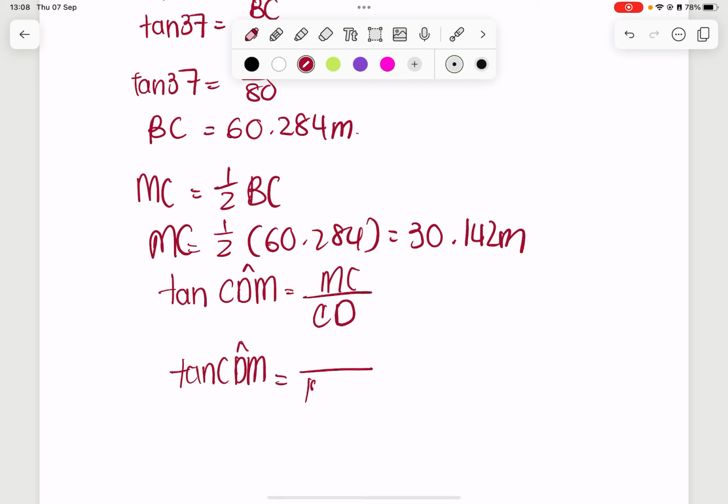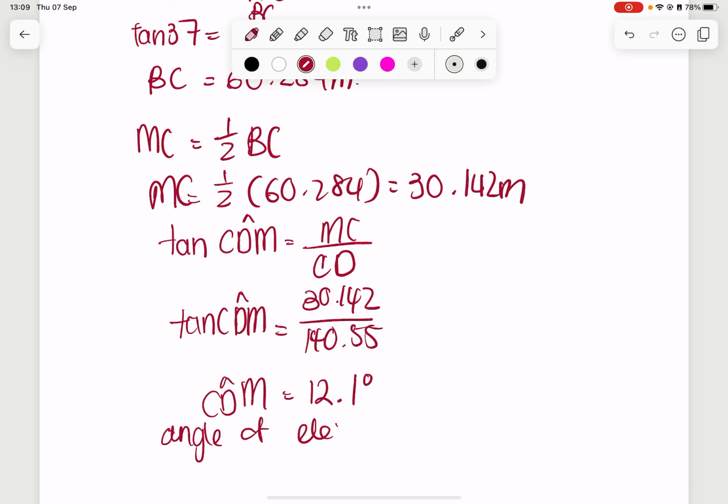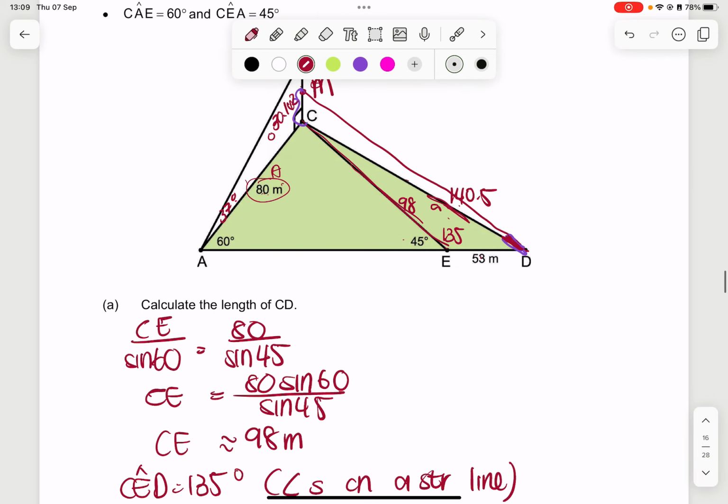CD is 140.55. That's from a question from before, and CDM is 12.1 degrees. So the angle of elevation is that. I also just need to say that let M be midpoint of BC. So just write whatever you are working with, basically.